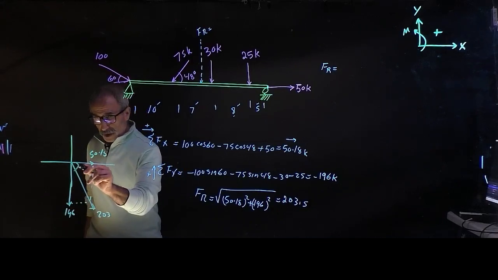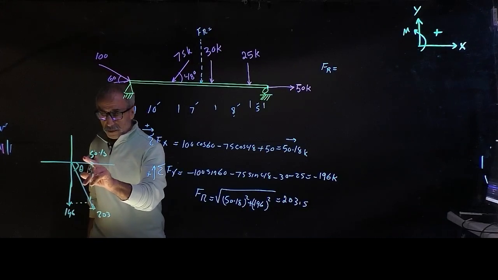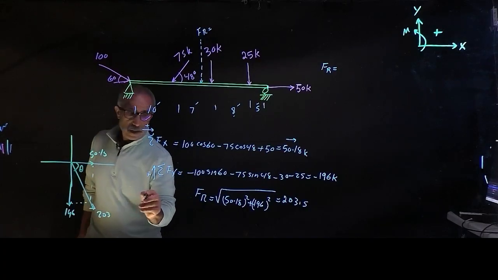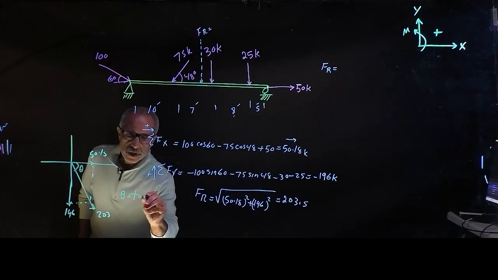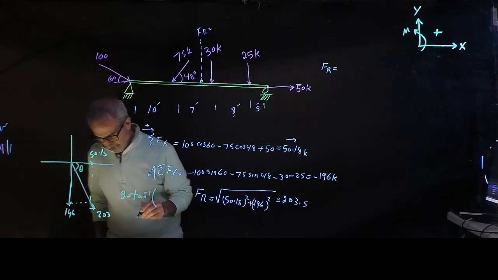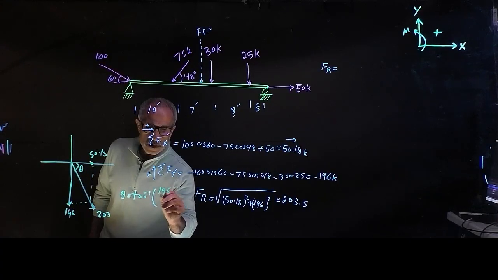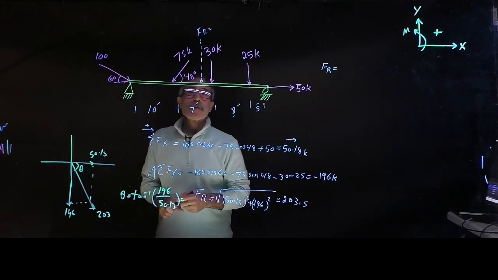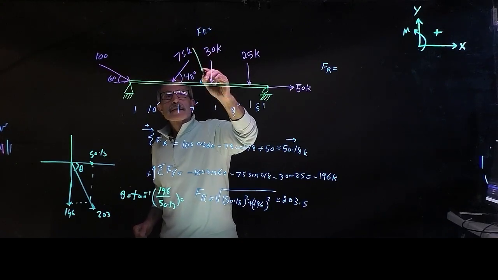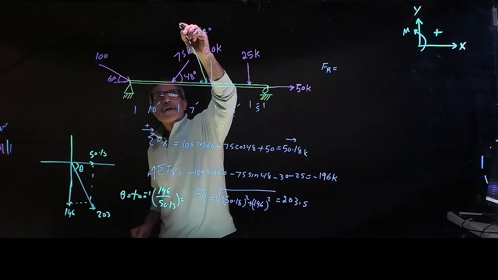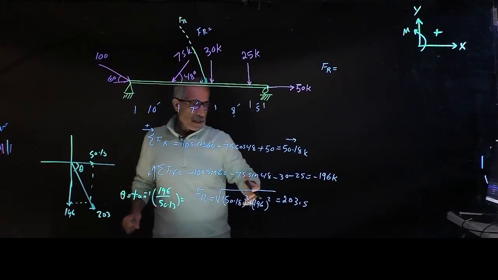Theta could be this way, so it's going to be opposite divided by adjacent. Theta is equal to tangent inverse of 196 divided by 50.18. You can figure that angle out. So this is basically not going to be like this, it's going to be kind of like this. That'd be your FR, and the magnitude is 203.